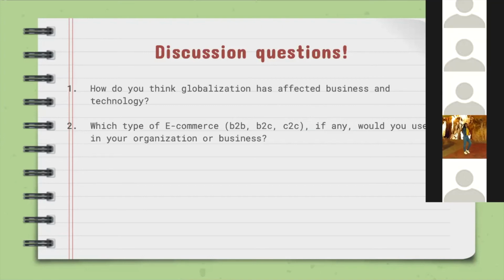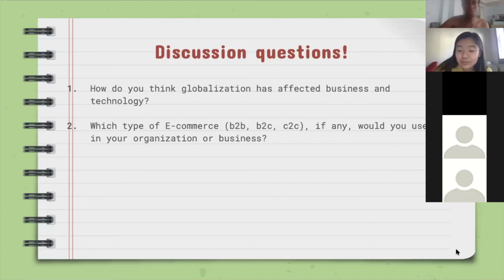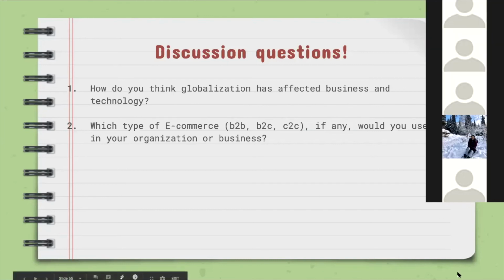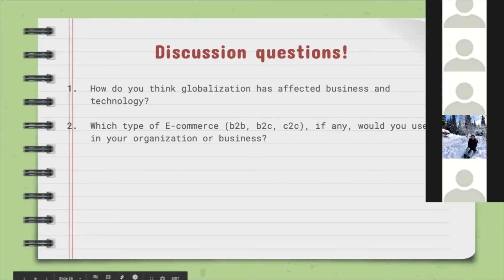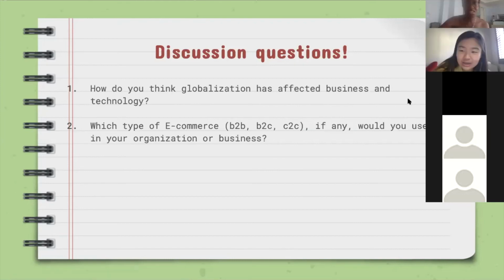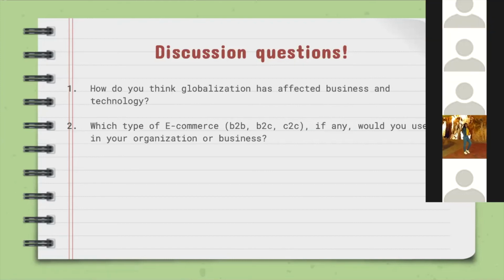Anybody else? The same few people have spoken, so if we can get anybody else, that'd be great. What about Malak? I'm so sorry if I'm pronouncing your name incorrectly, but I know you always chat. Anna says, I think Amazon could be considered a B2B and a C2C. That is completely correct. Definitely C2C as well.